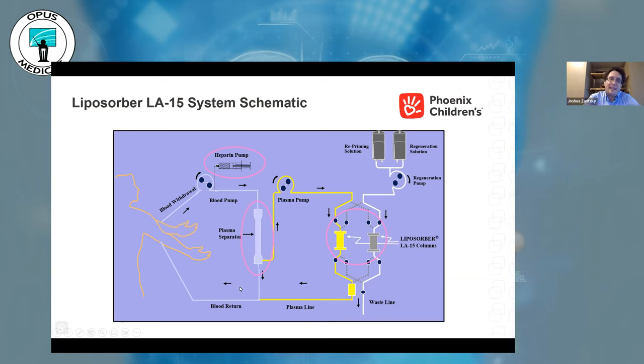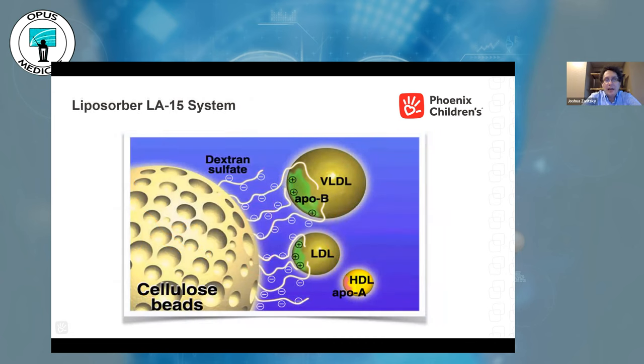So we call it selective apheresis in the way that we're not taking wholesale, removing plasma and dumping it down the drain, but here we're actually filtering that plasma and returning it to the patient. What's in the column? Well, the column was designed with cellulose beads and a negatively charged dextran sulfate with the idea that it could bind the positively charged lipoprotein seen in familial hypercholesterolemia.